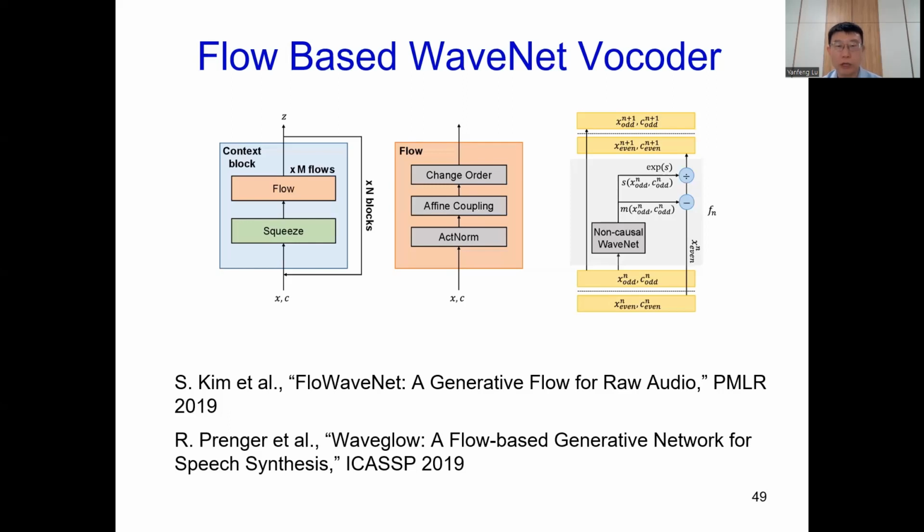A solution for this is the flow-based WaveNet vocoder. There are two major implementations of this flow-based WaveNet vocoder. One is FlowWaveNet, and the other one is WaveGlow. They are just different implementations, but essentially the same. The basic idea is the same. They both use flow to do the mapping.